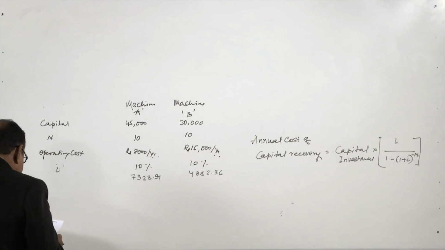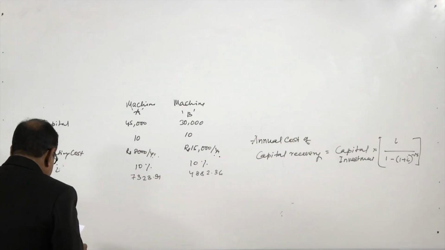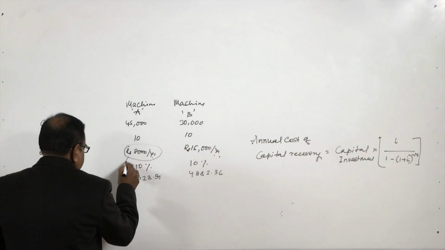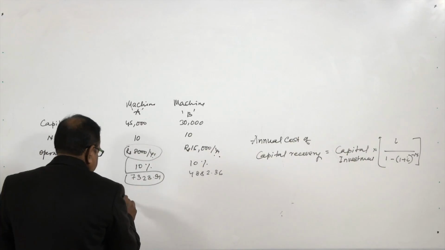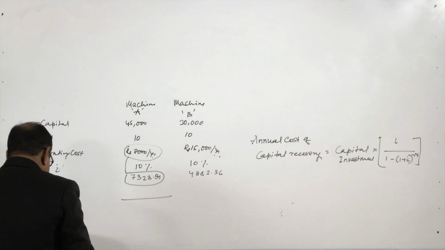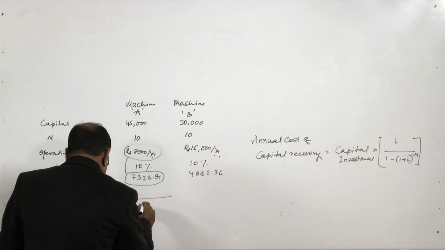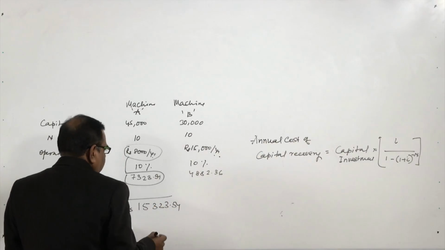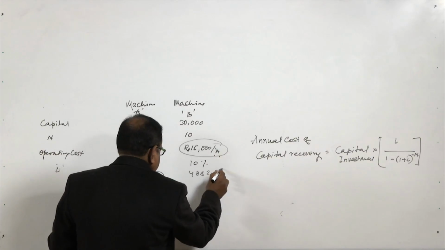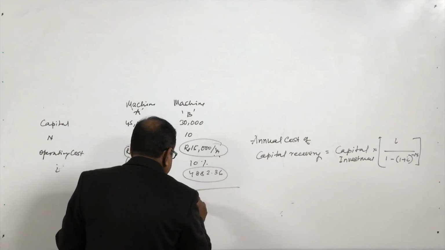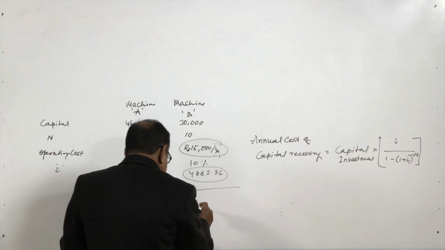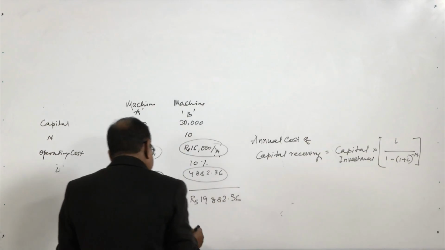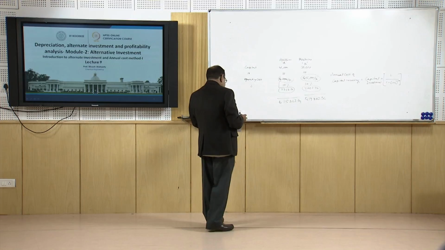So annual cost will basically be the addition of this and this. If I add these two, this becomes rupees 15,323.54, and if I add this and this, then it becomes rupees 19,882.36. So, what do we find?